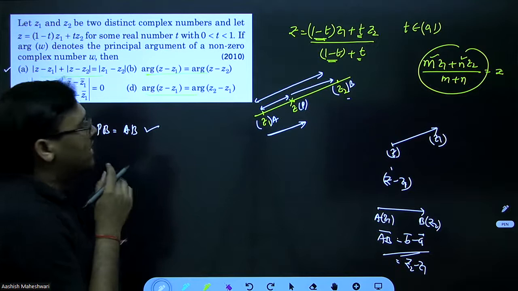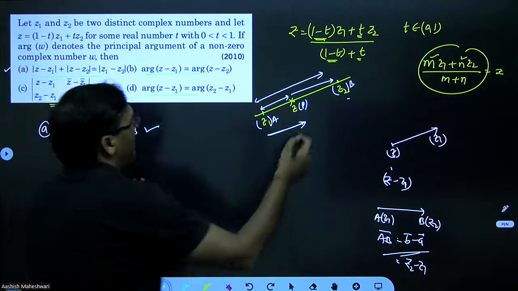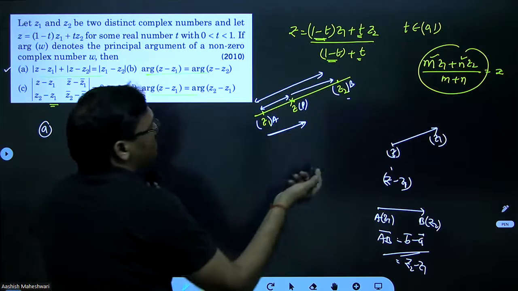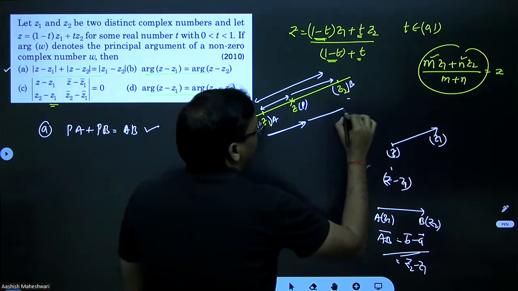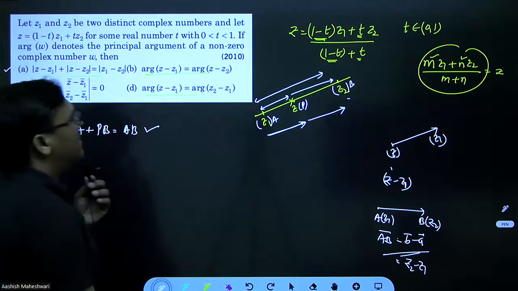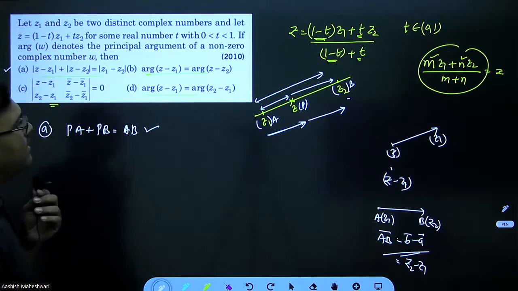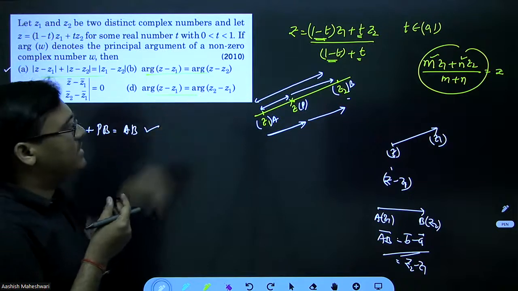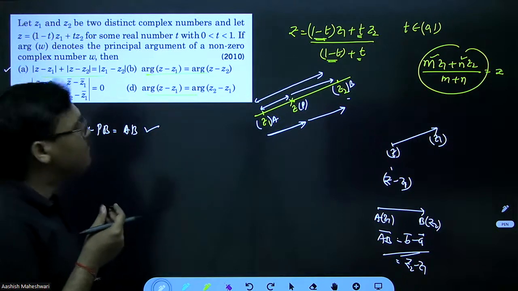Z minus Z2 vector क्या होगा? ये आप ऐसा बोल सकते हो, final minus initial. तो यहाँ से you can see Z minus Z2. ये बराबर है. You can see final minus initial, final minus initial. This is the vector, you can see.